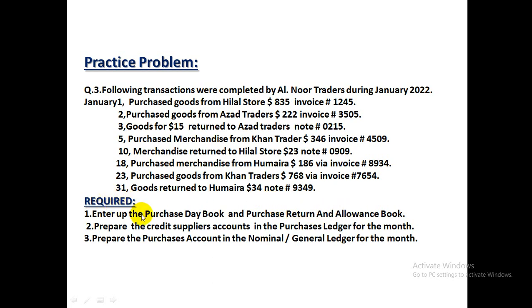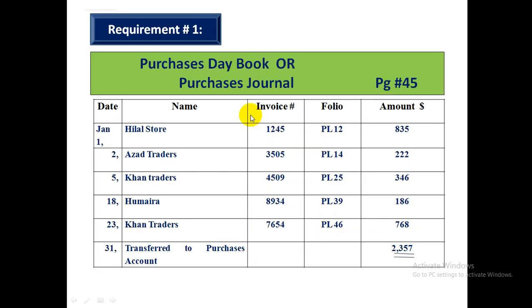Requirement of the question is to enter up the purchases day book and purchases return and allowance book. Second requirement is to prepare the credit supplier's account in the purchases ledger. Third requirement is to prepare the purchases account in the nominal ledger for the month. Let's start with the purchase day book and purchase return day book. This is how requirement 1 is to be done.